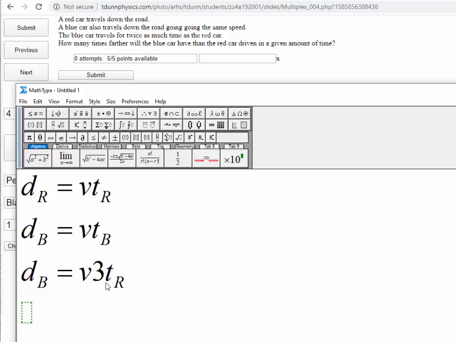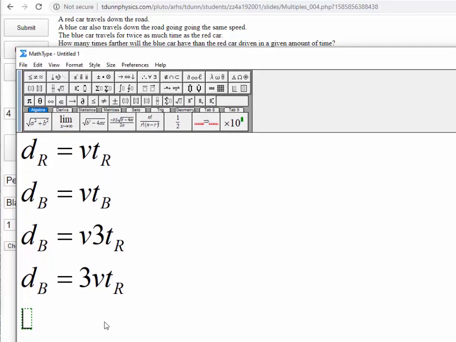Your math teacher wouldn't be happy with this. Let's move the number out front. d B equals 3 v t r. And we know from earlier that v t r is the distance of the red car. So we can write this as, let me scroll up a little bit. We can write this as the distance of the blue car equals 3 times the distance of the red car.